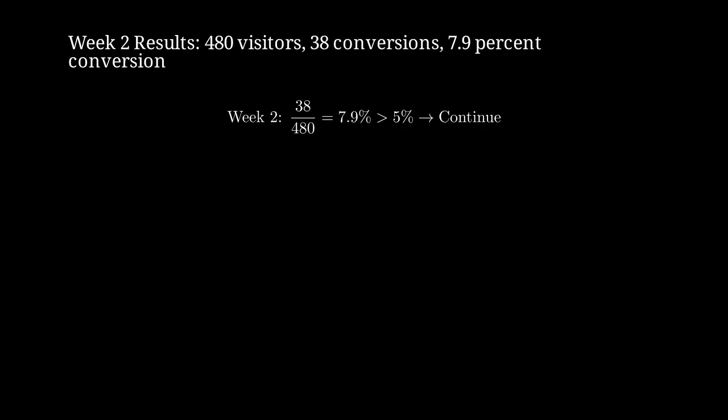7.9% is greater than 5%. We continue this hypothesis and move to MVP development. Week 3. Now we test pricing sensitivity. We run an A/B test with 3 price points, $30, $50, and $70 per month.